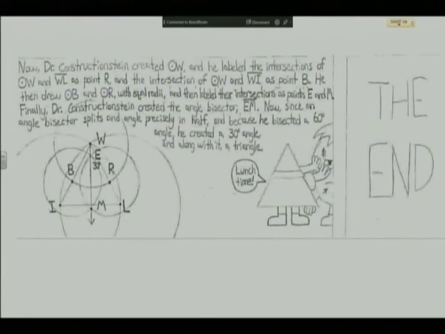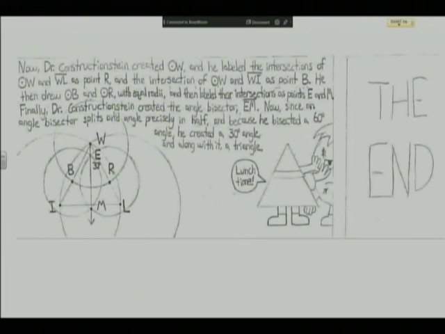Now he created circle W, labeled his intersections as points B and R, and then he drew circles B and R with equal radii again. You'll notice a trend. He labeled their intersections E and M, and he ended up finding his angle bisector. An angle bisector splits the angle precisely in half. Because he bisected a 60-degree angle, he has now created a 30-degree angle with his triangle. And that's enough math. Time for lunch.